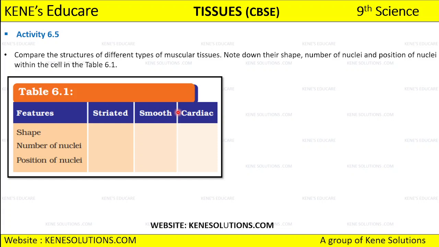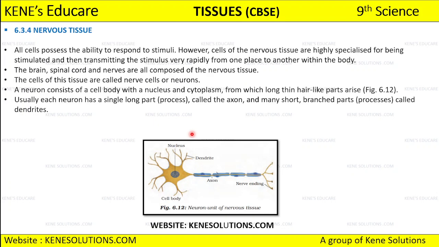After that, you need to write it with respect to three different muscular tissues, that is striated muscle, then we have the smooth muscle, and lastly we have this cardiac muscle. These are the three different types of muscular tissues which you need to find out and write out. Okay.